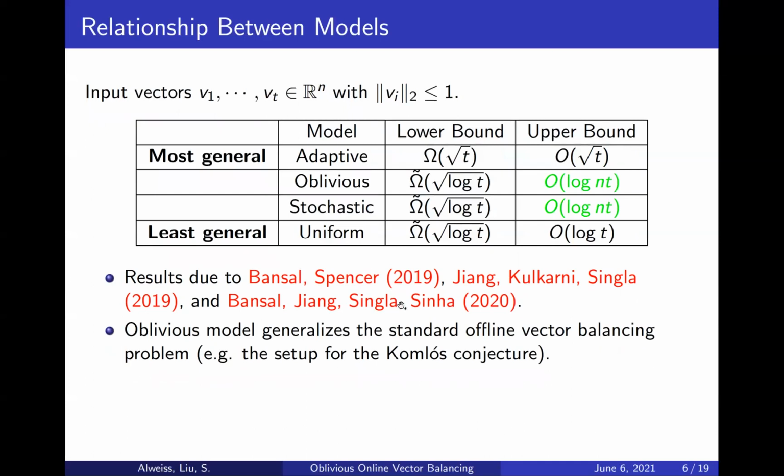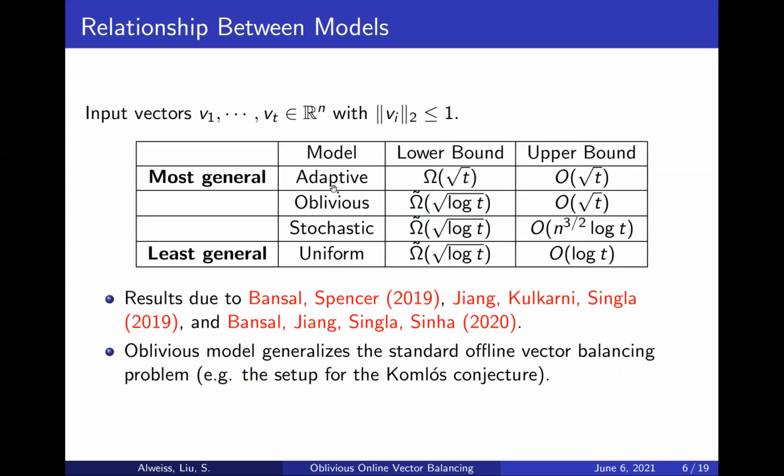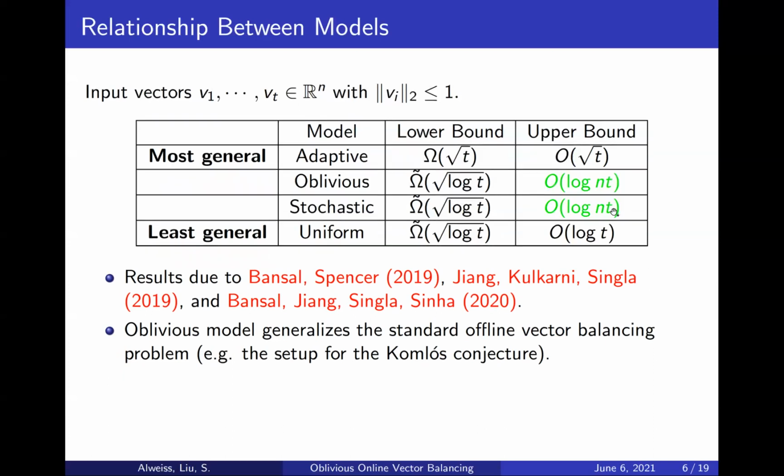And our main results are new strong bounds on the oblivious online vector balancing model. In particular, the previous best known bound is sort of a trivial square root of t. We give a logarithmic bound. So we can prove that there's an upper bound in the oblivious setting of log nt.